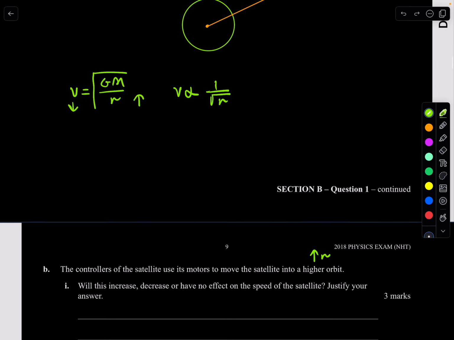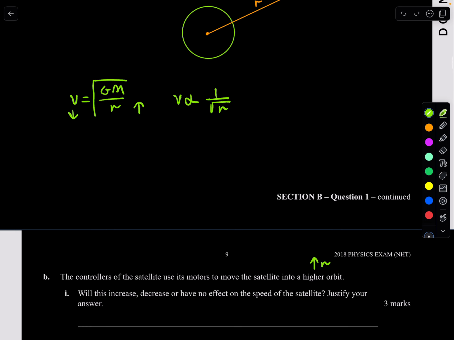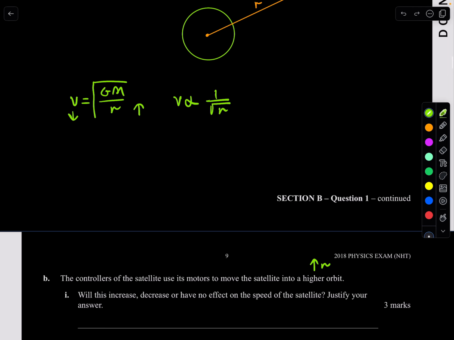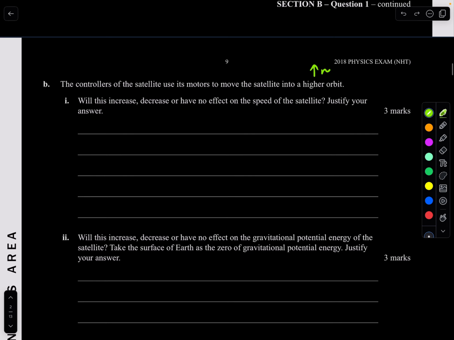So if we increase to a higher orbit, it means we increase r, and we know straight away velocity should decrease from this formula. And when you're trying to do questions like these in, say, exams, you want to make sure you put the formulas in. So where are you getting this relationship? I got it from here. And yeah, so let's try to write for 3 marks.